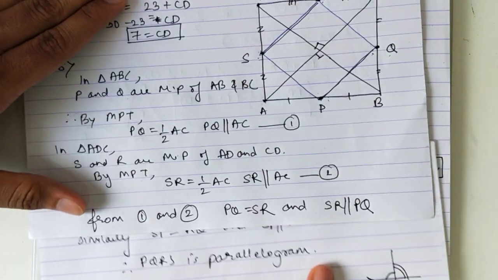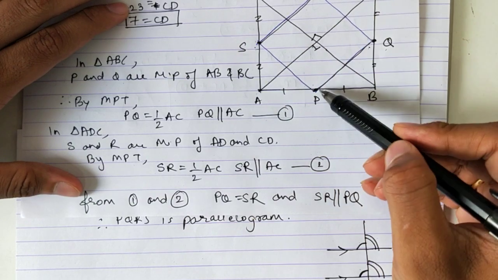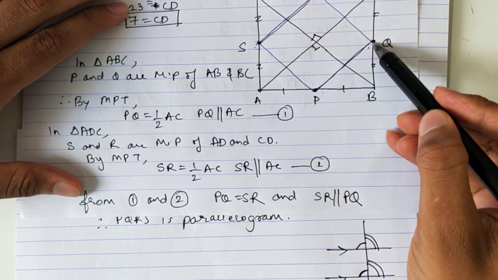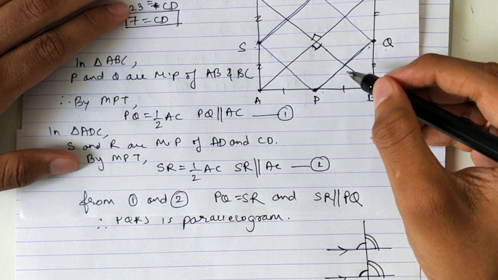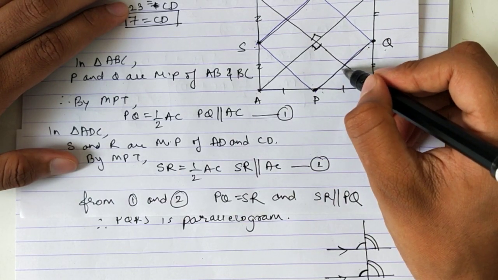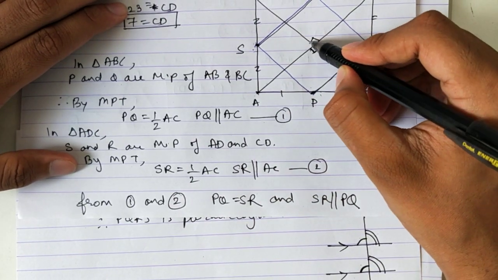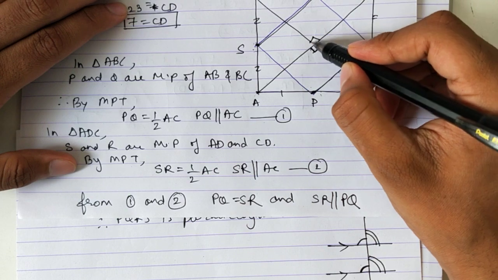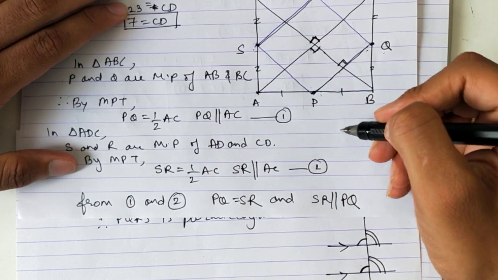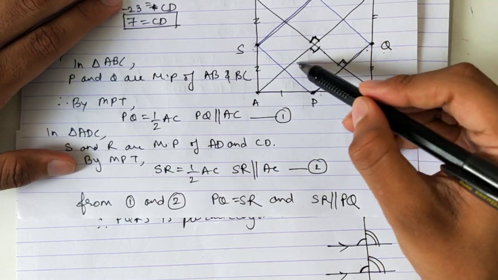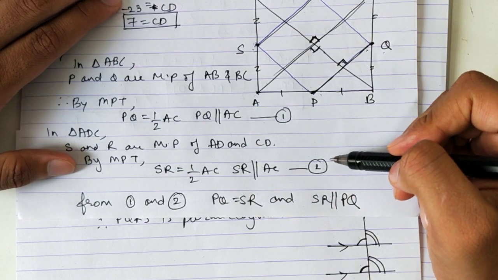So in this question, you see these two lines are parallel, AC and PQ. So if this angle is 90 degrees, okay, this angle will also be 90 degrees, or better to take this angle. Wait, if this angle is 90 degrees, this angle will also be 90 degrees. Correct? Corresponding angles. See, this is a straight line. If this is 90, this will also be 90.